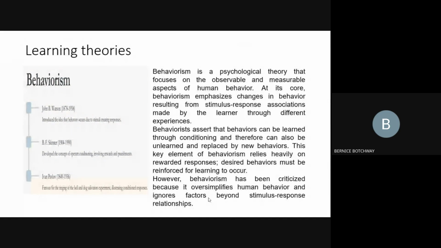So the learning theories, we have some schools of thought like the behaviorism theory, we have the cognitivism, we have the constructivism, and then we have the humanism. We have a lot of theories like that. So the first one we talk about is the behaviorism theory. This theory focuses on the observable and the measurable aspects of human behavior and the ways that they are learned.